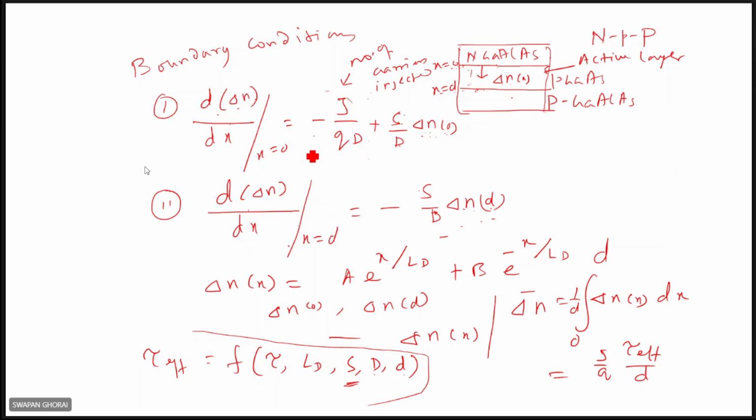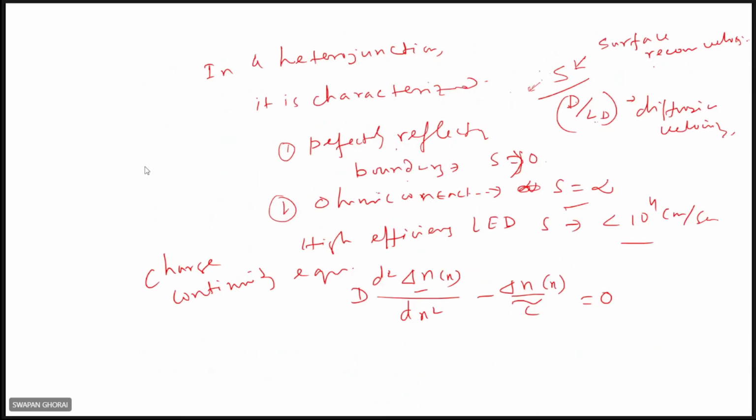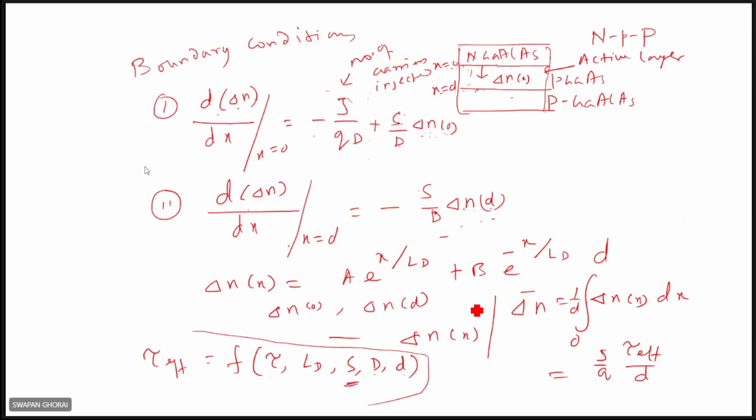Now, just one minute more. You can see it here. To solve these charge continuity equations, which are second order differential equations, you can assume the solution in this form: delta n x equals a e to the power x by ld plus b e to the power minus x by ld. If you put x equal to 0 in delta n x to get delta n 0, and x equal to d to get delta n d, you'll get two equations with two variables, a and b. So easily you can solve it.